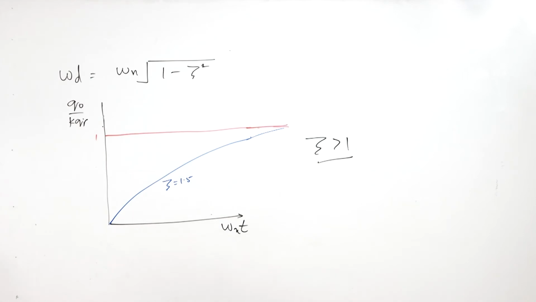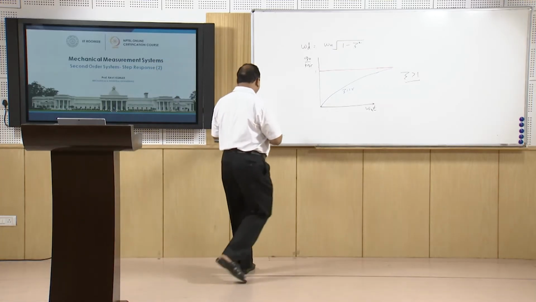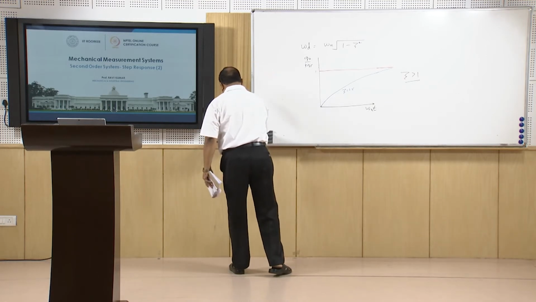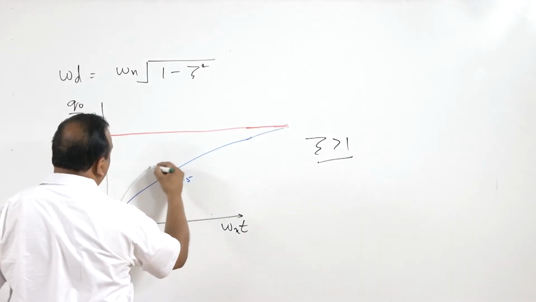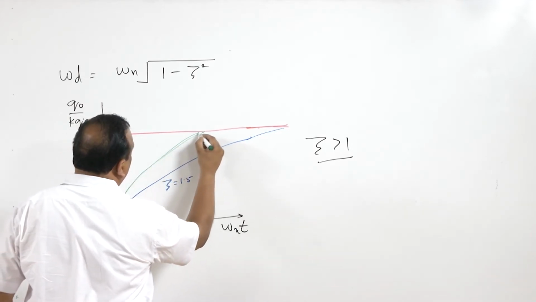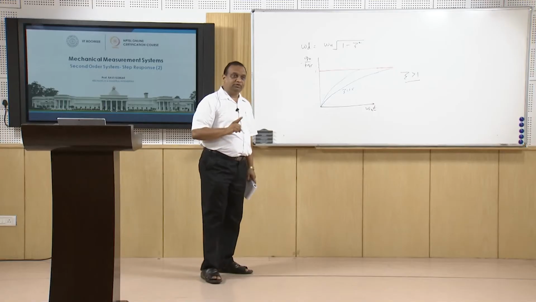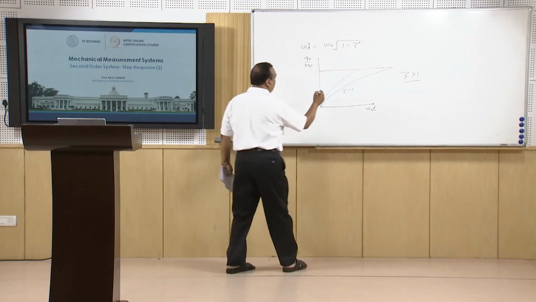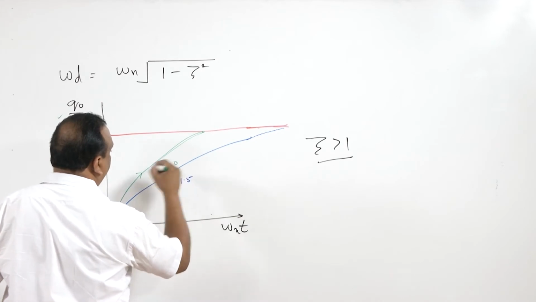Now the second is critically damped. The critically damped system will respond to the input, and earlier it will reach the value of qo by k qis, but there will not be any overshoot in the response of the system. So this is zeta is equal to 1.0.